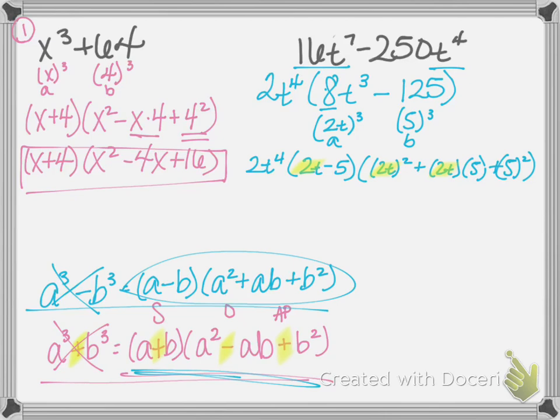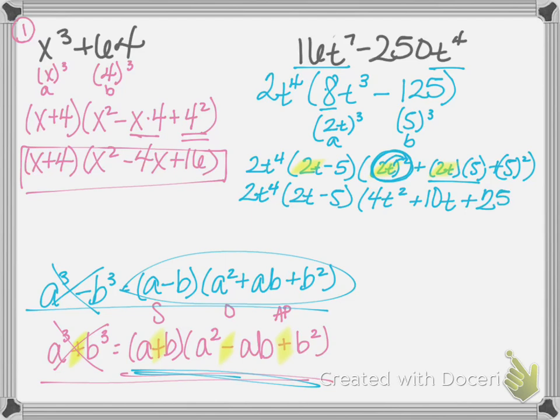Now that I'm done with plugging it in, I have to make it look pretty. So it's going to say 2t to the 4th. That already looks pretty, so I don't need to do anything to that. Times 2t minus 5. All right, that one's done. Now I need to look at this piece. Remember, you have to follow laws of exponents. Laws of exponents go to each term. So really it's 2 squared, which is 4, and t squared, which is t squared. Now I can go to the next piece. 2 times 5 is 10t. And then finally, 5 squared is 25. And this is our completely factored difference of cubes.